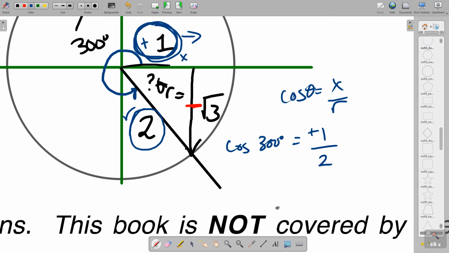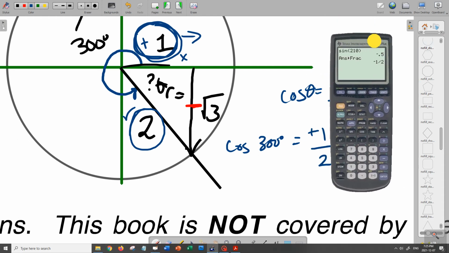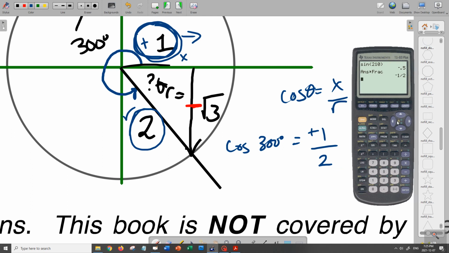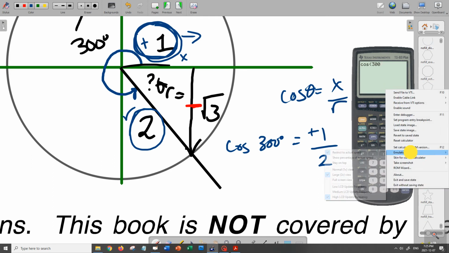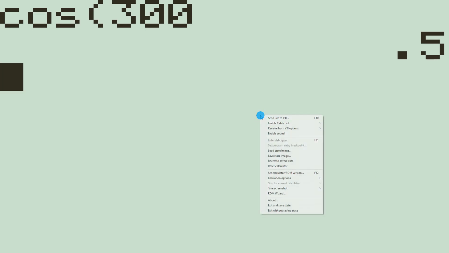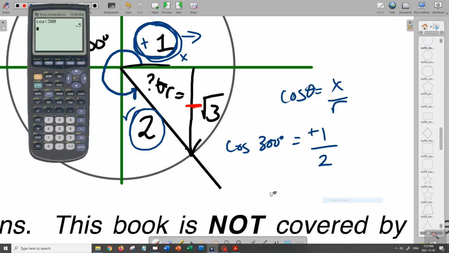Let's hope I didn't mess up. Mr. Weidman, probably should check to see if you got it right in a calculator. Sure, that's a great idea. Thanks for saying that. Cosine 300. Ready? Full screen. 0.5. Exactly 1/2. Awesome. Great job. Now let's go to the next one.